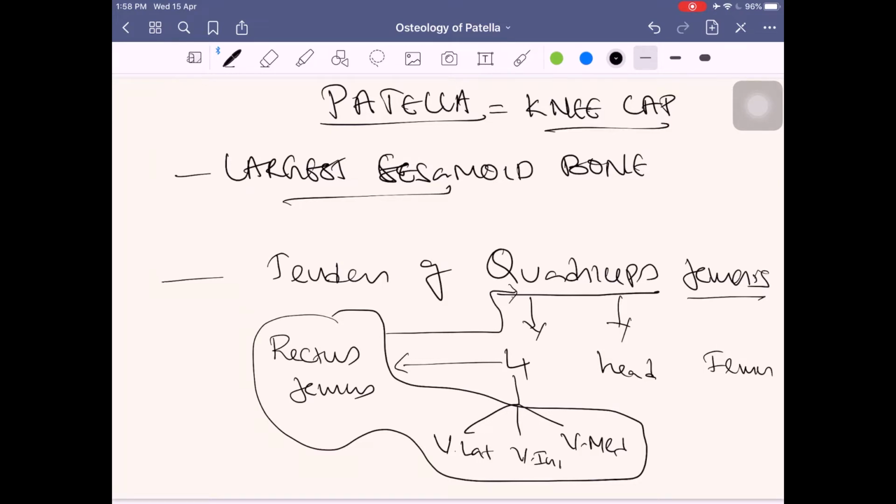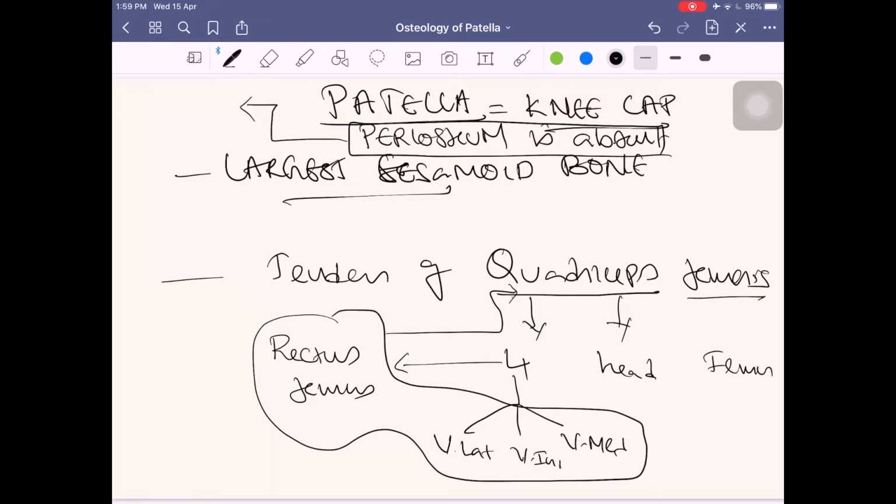Since it is developing within the tendon, it does not have a normal ossification. So this bone does not have periosteum. Periosteum is absent because of its special development. Since periosteum is absent, these fractures cannot heal naturally, so we need to suture them, in order to facilitate the healing of a fracture. Otherwise a broken patella will not heal because of absence of periosteum, because periosteum has a cellular layer which helps in growth of the osteocytes, which bridge the fracture gap.